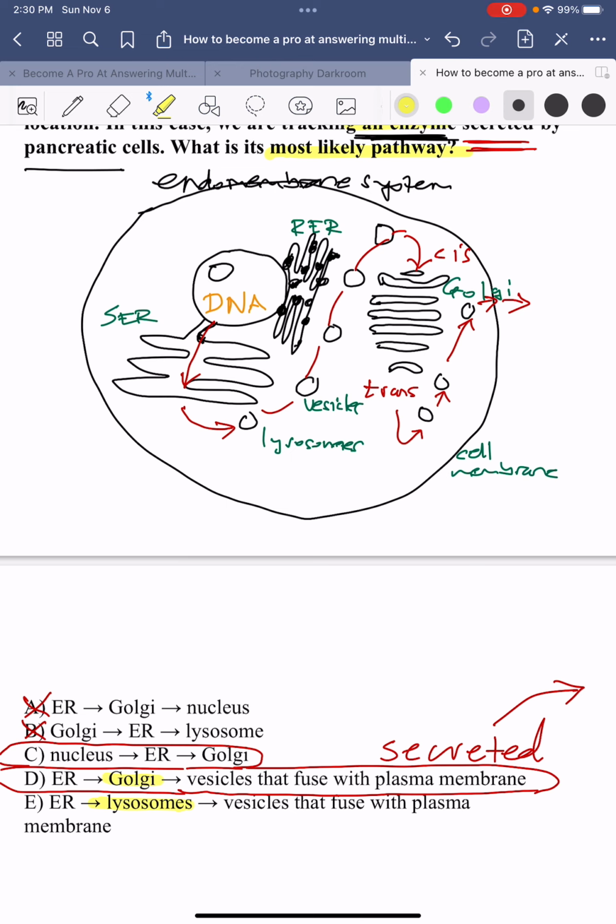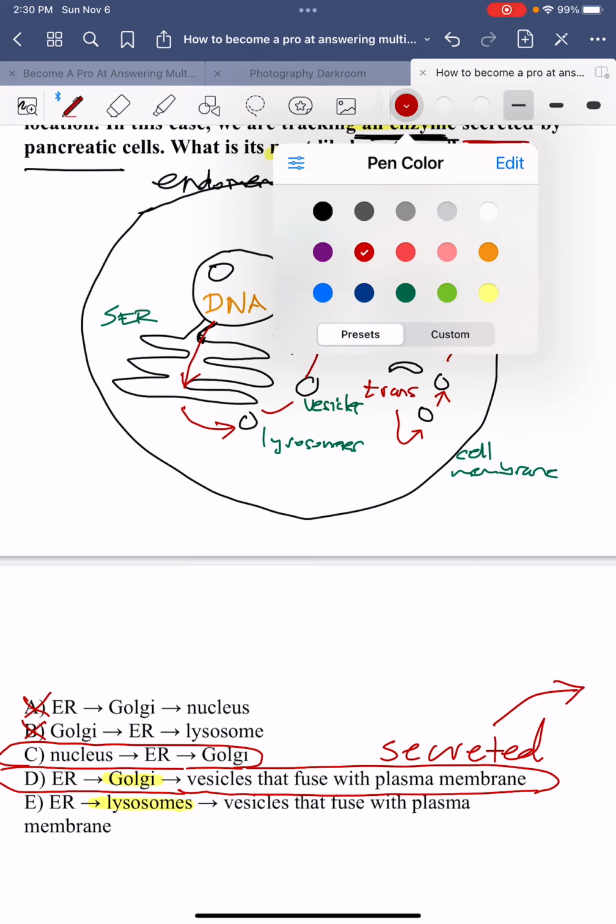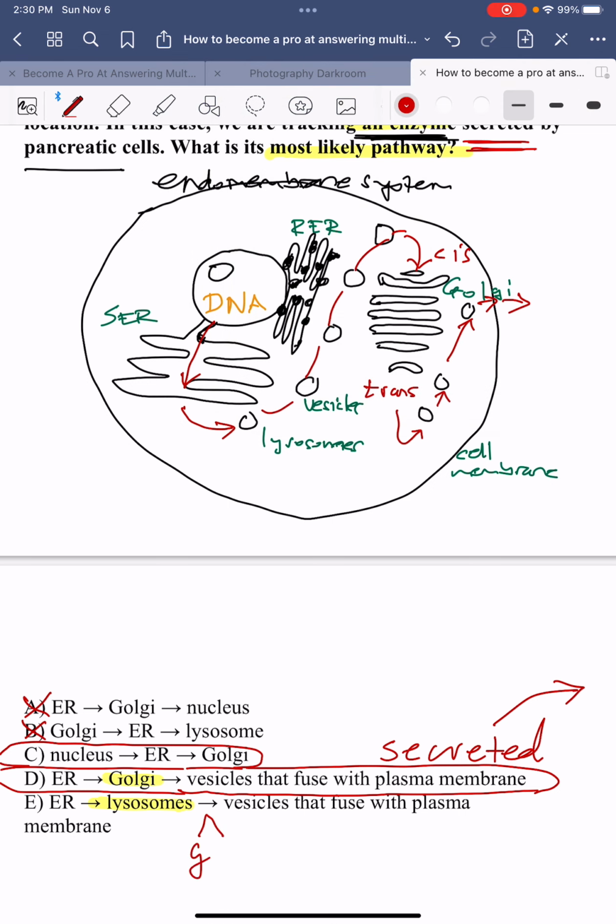Now we know that the ER can release lysosomes, but those lysosomes will have to go to the Golgi to be processed and packaged. So there is a missing step here. You would have to have the Golgi involved before the vesicles can fuse with the plasma membrane. Those vesicles will be released from the Golgi after they were processed. So we can eliminate E. And then from C we can eliminate E.